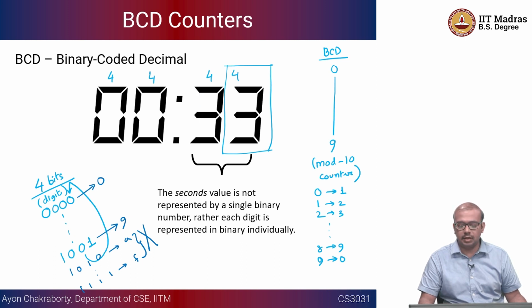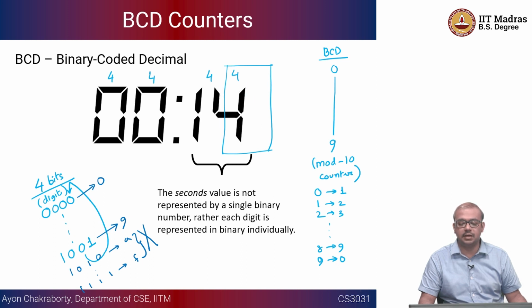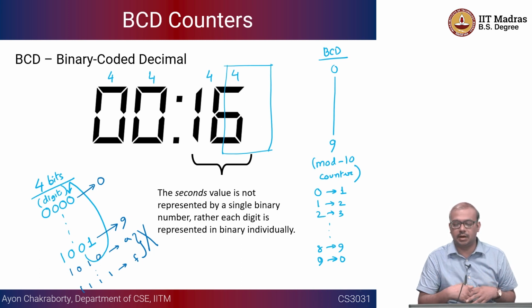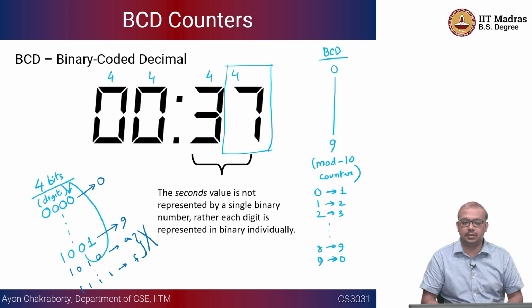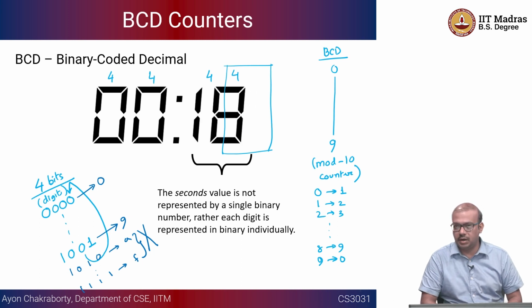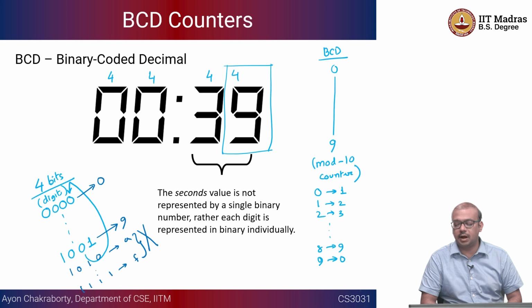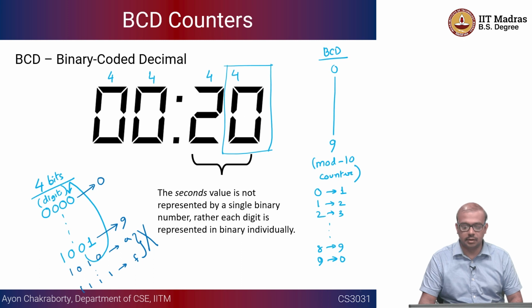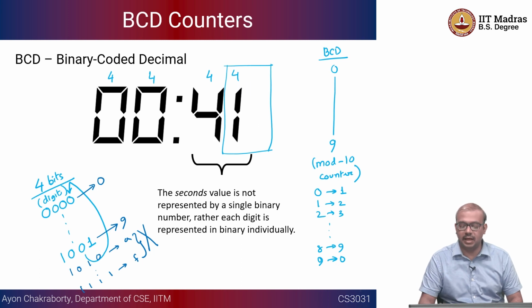So this has a lot of use cases. Wherever you see counters in the real world, most of them will be a BCD counter wherever you are interfacing with human beings. It is basically a mod 10 counter, so whenever the count is 10, it is going to revert back to 0. 10, which is hexadecimal A, is not going to be shown.